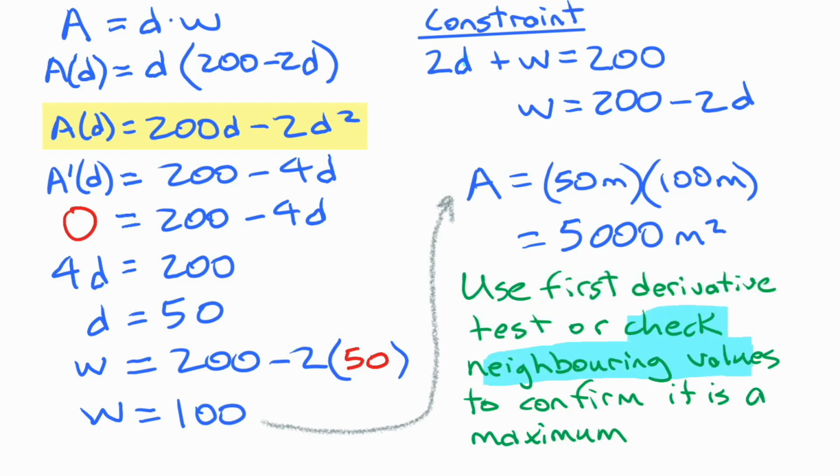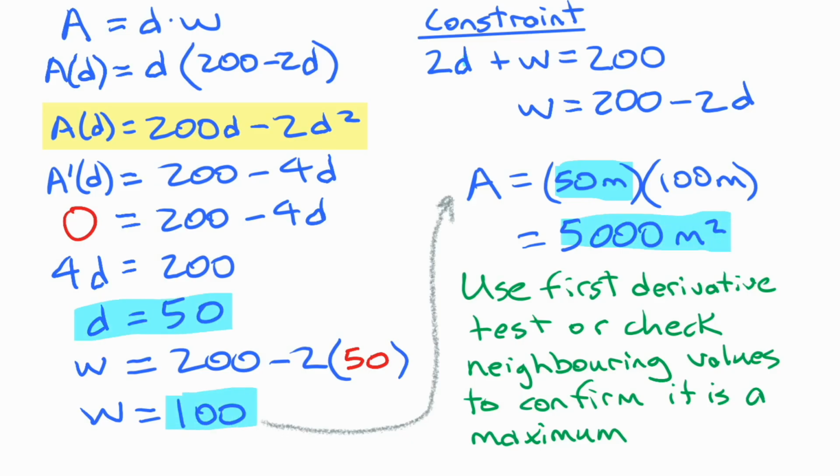Or you can check values around it. You could make this down to 49, in which case if d is 49, then w is going to end up being 102. You'll find that that's a lower area than that. And if you go to the other side, d is 51, well then w is going to end up being 98, and you're going to find that that's also a lower area, so that confirms that that's a maximum. But as I said, when you do these problems, often if there's one critical point you find, it's going to be the solution, and it's going to be what you're looking for if you're looking for a maximum.